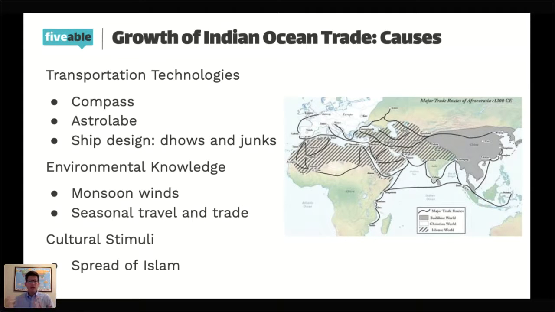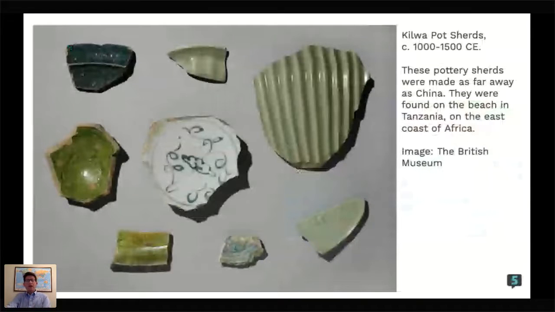Now, just as we can trace the spread of Islam, we can also trace the spread of goods around the Indian Ocean. And this is one of my, I know it looks like a bunch of broken plates. That's probably what you're thinking about. But this is actually one of my favorite sources to use in AP World History.